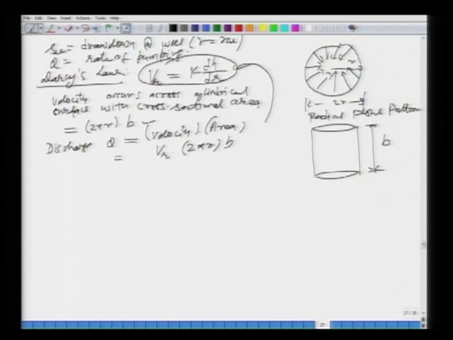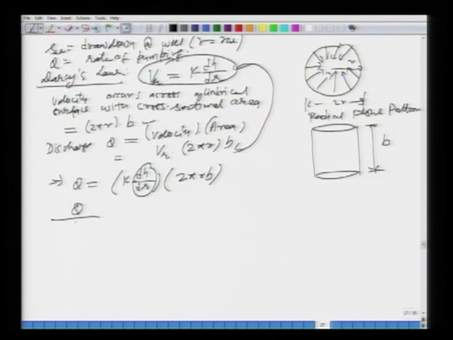So, I am just going to put it here in this equation. If you do that, you will have Q is equal to K dh over dr, which is the velocity, times 2 pi r b. Now, in order to find this Q, you can do some algebraic manipulations. We do not know all these quantities, so we need to do some integration here.